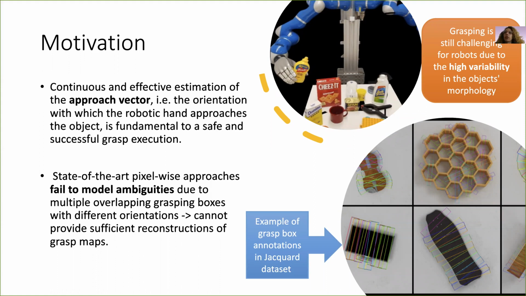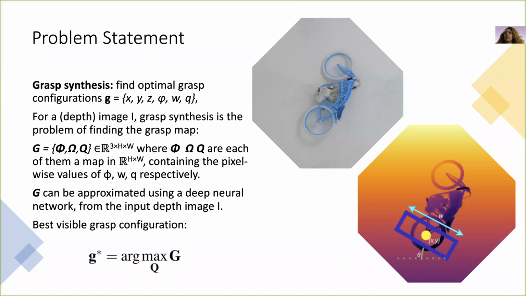State-of-the-art pixel-wise approaches fail to model ambiguities due to multiple overlapping grasping boxes with different orientations and hence cannot provide sufficient reconstructions of the grasp maps. Our problem lies in finding the optimal grasp configuration, which is the grasp center, the orientation, and the jaws opening, and also a quality measure that characterizes the success of the respective grasp configuration.